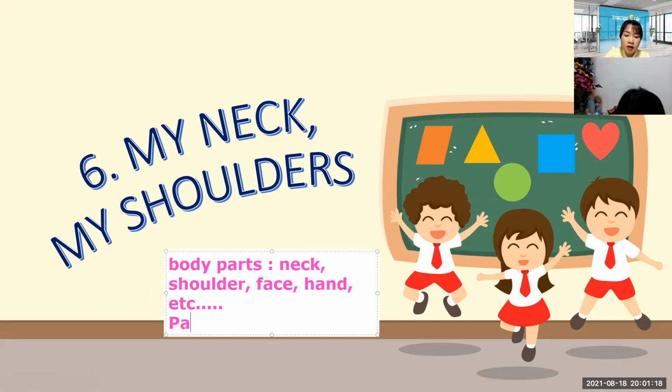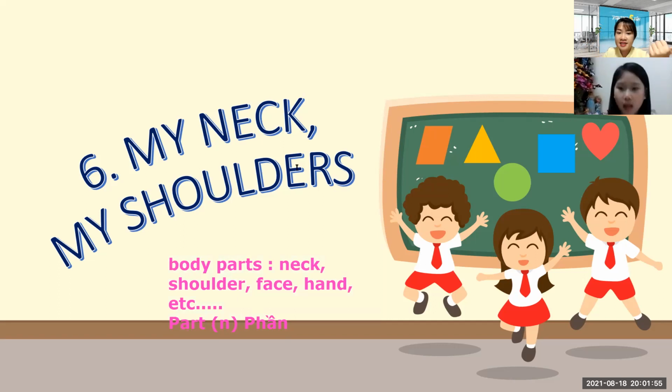Okay, so we have the word part here. We can use it for things. For example, we watch a movie. A movie may have 2 parts, 3 parts, 5 parts, anything. Or for example, in our country, in Vietnam, we have 3 parts: the north part, the central part, and the south part. Ba miền, ba phần. 3 regions, 3 parts. It's very easy, right?